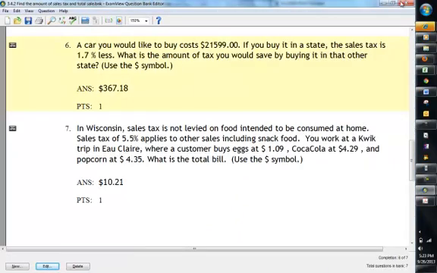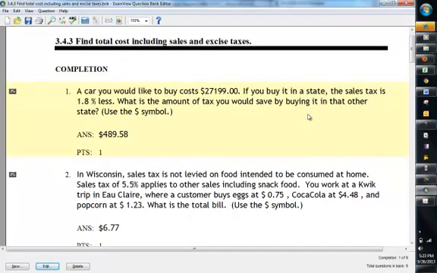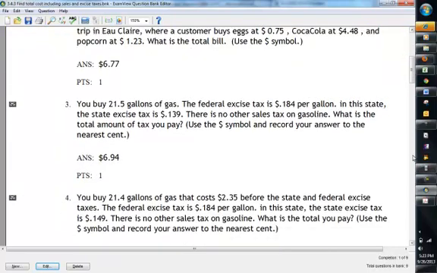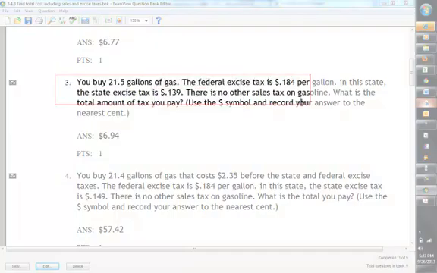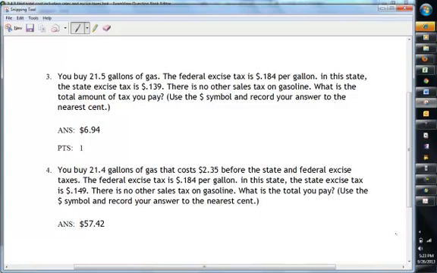The other kind of problem that you're going to run into is excise taxes. Here we go, excise taxes. You buy 21.4 gallons of gasoline. The federal excise tax is 0.184 per gallon. In this state, the state excise tax is 0.139. There are no sales taxes on gasoline. What is the total amount that you pay in taxes?